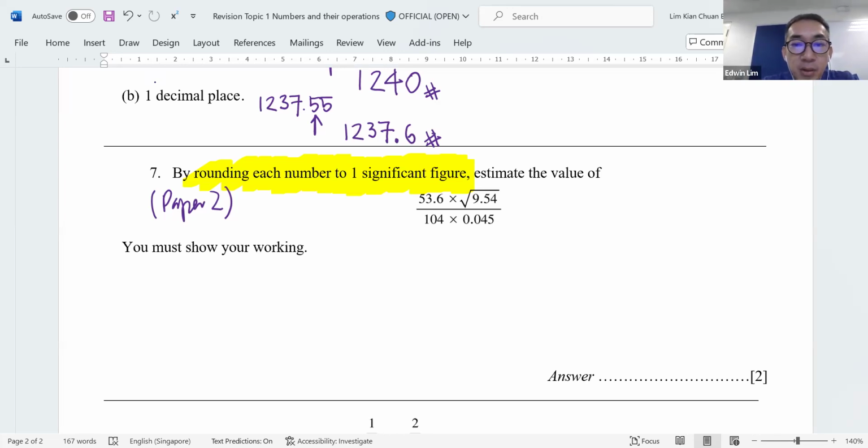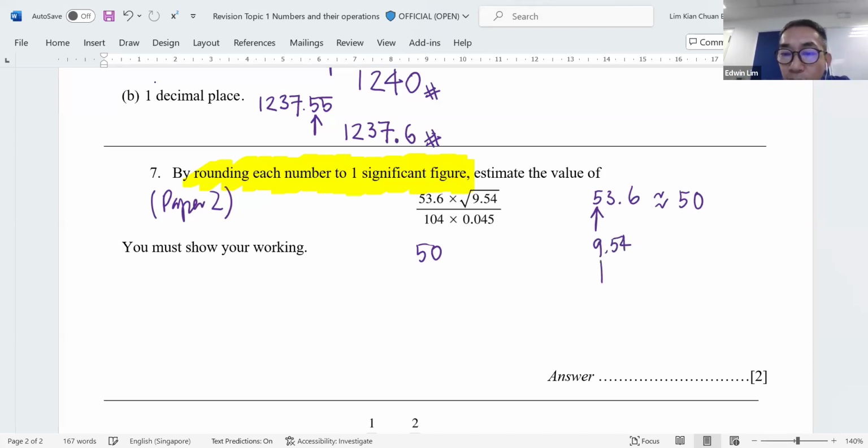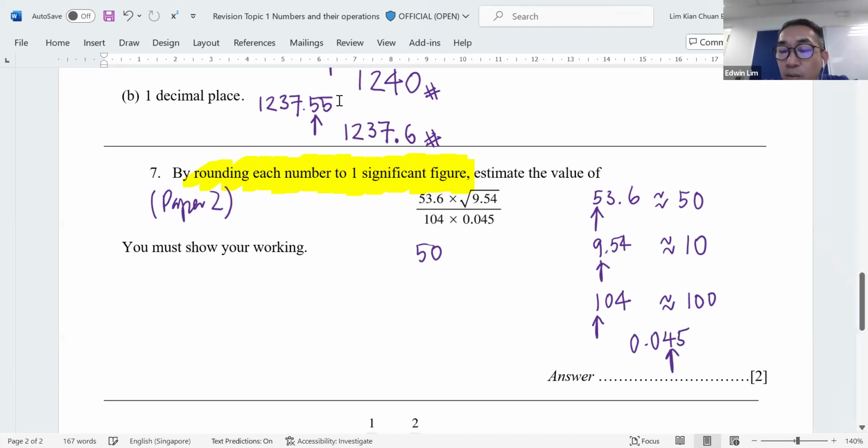53.6, it will become 50. All right, just write down here first. 53.6, the number I'm looking at is 5. So it becomes 50. 53 will not become a 5. I need to add in the 0. 9.54, right? So 9, I will increase to become 10 because next to the number is a 5. 104, I'm looking at 1. It will become 100. And lastly, 0.05, I'm looking at number 4.